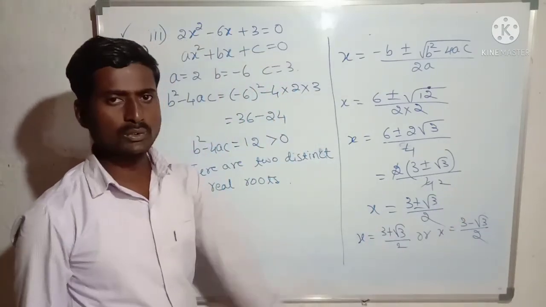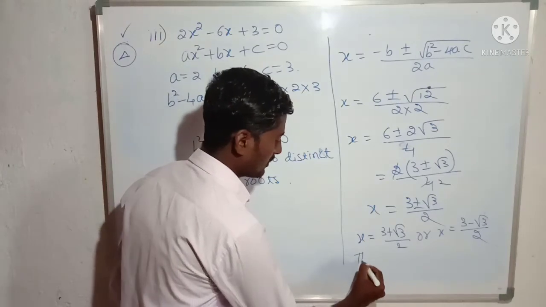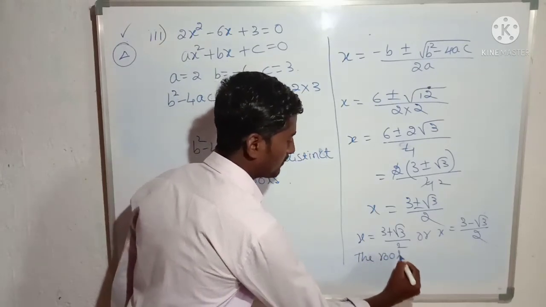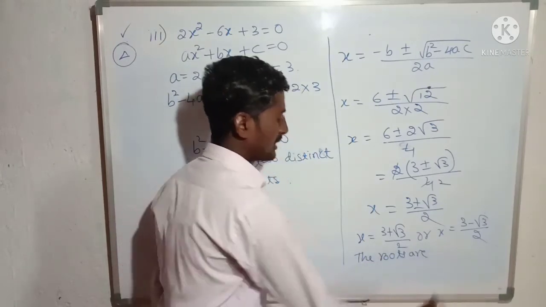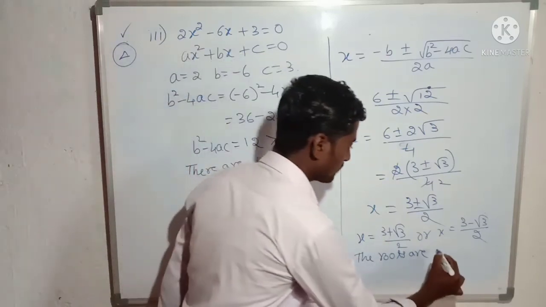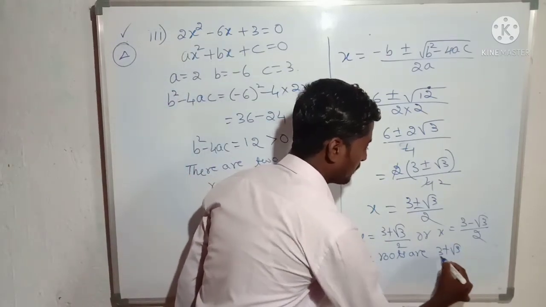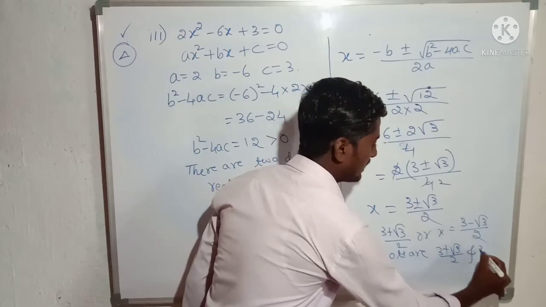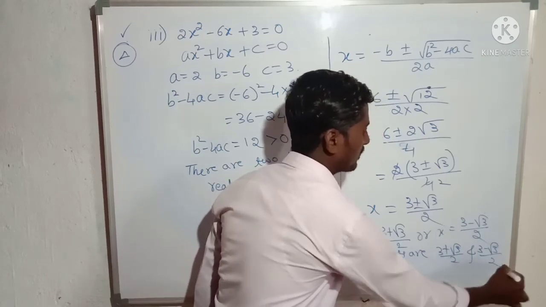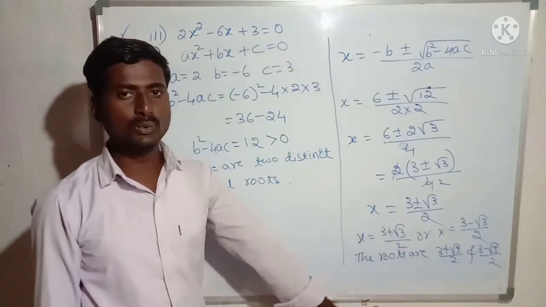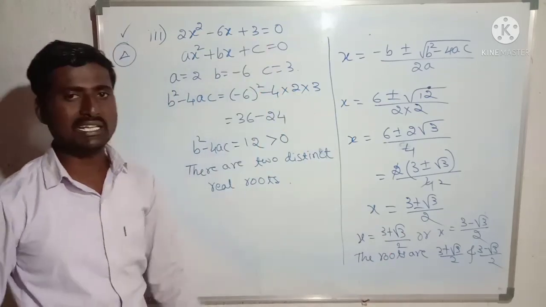Now we can write the conclusion. The roots are 3 plus root 3 by 2 and 3 minus root 3 by 2. So these are the two roots of this given quadratic equation.